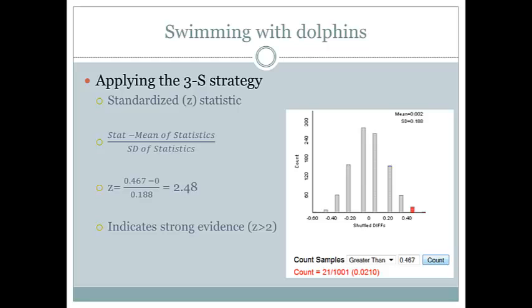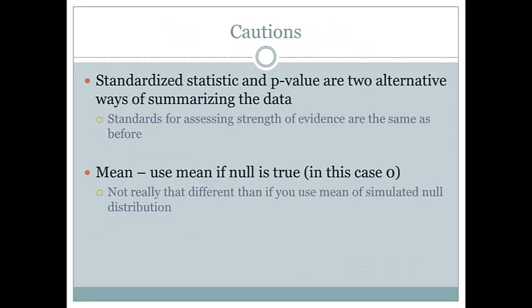We've talked before about how standardized statistics greater than 2 give us strong evidence against the null hypothesis, the same conclusion we reached from the p-value. A couple of words of caution. As we've said before, the standardized statistic and the p-value are two alternative ways of summarizing the data. The standards for assessing the strength of evidence from p-values and standardized statistics is exactly the same here as it was earlier in the course.